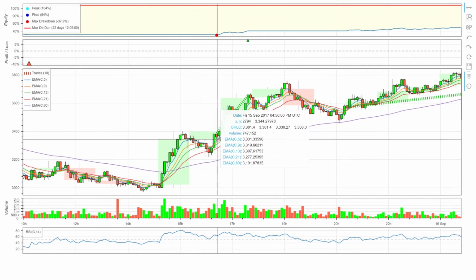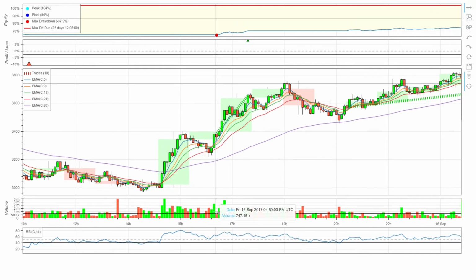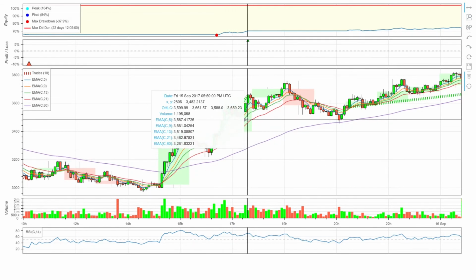Here, all of our conditions are satisfied, so we take the trade. EMA 80 is over EMA 21, which is over EMA 13. And EMA 5 and 9 crossover. Also, RSI is over 50, so we take the trade. And then we wait for take profit target and we take it and we exit the trade.